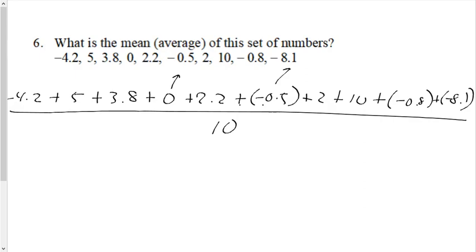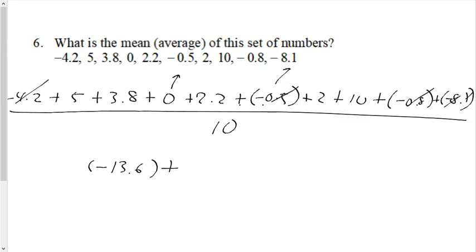Now here's how I solve it without a calculator. I want you to pay attention. I'm going to do all my negatives first. -4.2 and -0.5 is -4.7. -4.7, and that is -5.5. -13.5, -13.6. I'm going to make a note of that, -13.6.